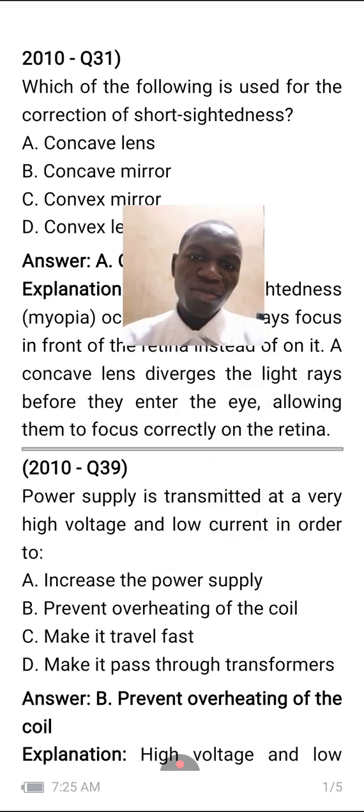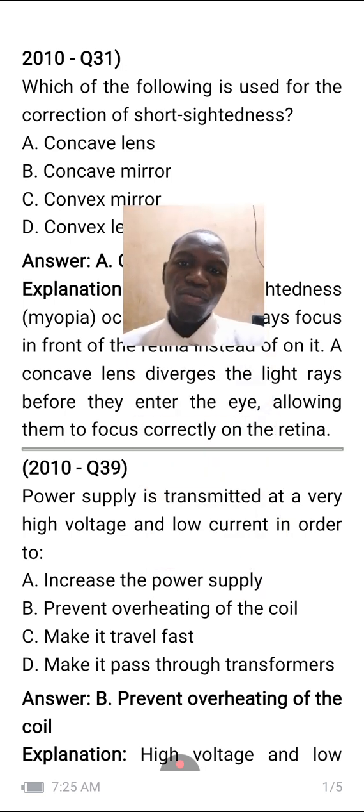Alright, so the next question here was pulled from 2010, question 39. Say the power supply is transmitted at a very high voltage and low current in order to: A. Increase the power supply, B. Prevent overheating of coil, C. Make it travel fast, D. Make it pass through transformer.